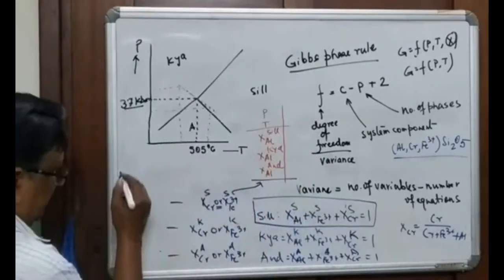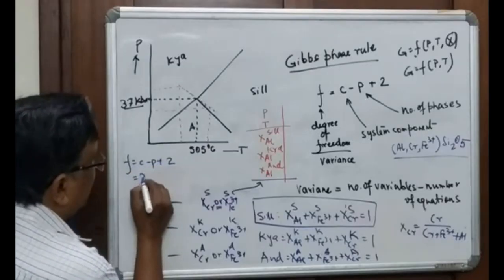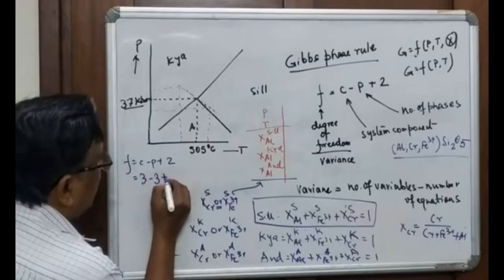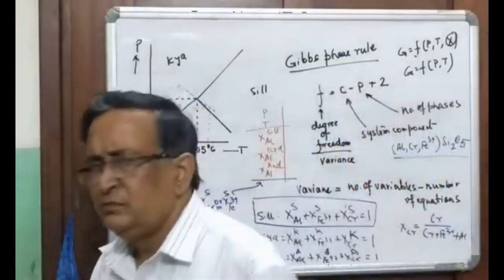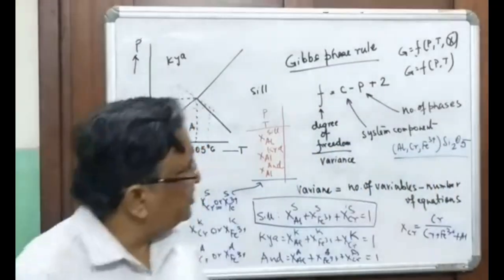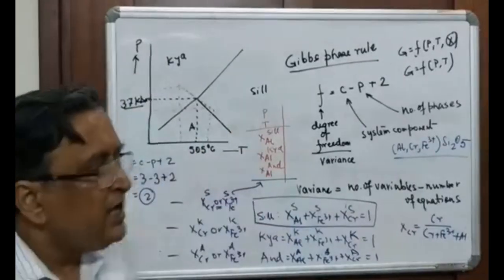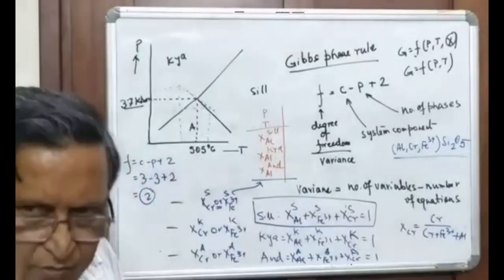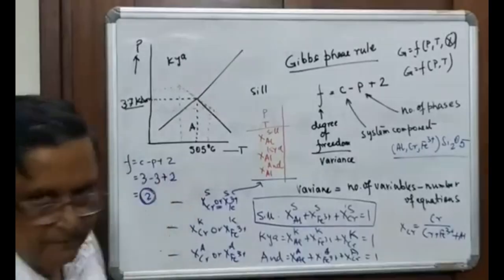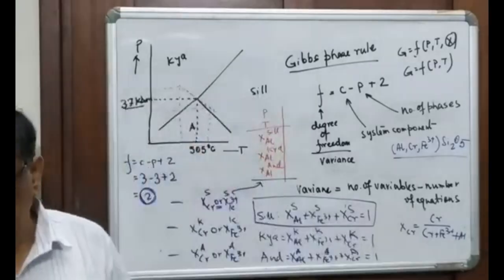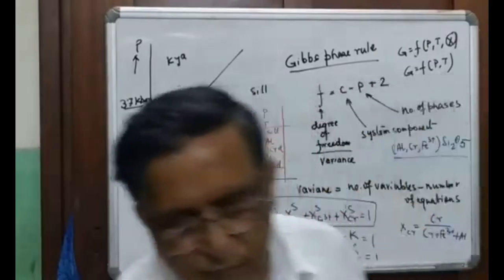But Gibbs phase rule tells you that F is equal to C minus P plus 2, C is equal to 3, P is equal to 3, and this is 2. Gibbs phase rule tells you, don't be stupid, don't waste your time to find out what value. Nature is telling you, you do one thing. Be more intelligent than what you are. You give me 2. And the system will find the rest. How? We will see that.